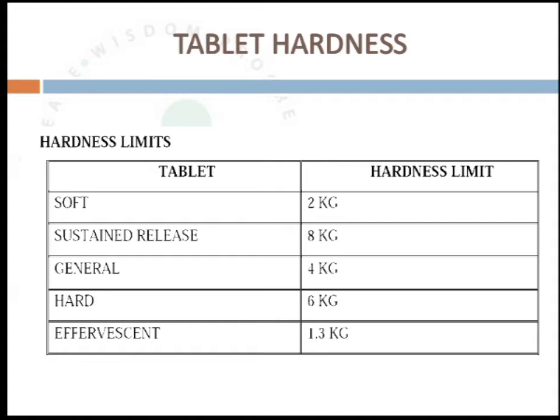Now these are some limits of hardness: soft tablets 2 kg per square inch, sustained release tablets 8 kg per square inch, general tablets 4 kg per square inch, hard tablets 6 kg per square inch, and effervescent tablets 1.5 kg per square inch.